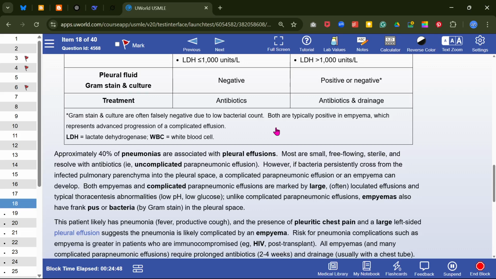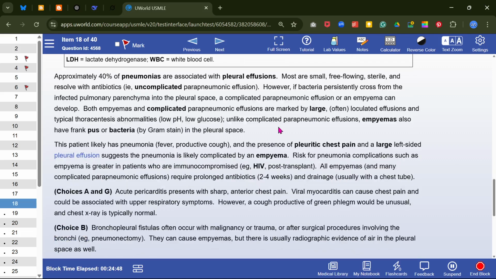This patient likely has pneumonia. Fever, productive cough, the presence of pleuritic chest pain, and a large left-sided pleural effusion suggest pneumonia complicated by empyema. The risk of pneumonia complications such as empyema is greater in immunocompromised patients, HIV, post-transplant. All empyema and many complicated parapneumonic effusions require prolonged antibiotics, 2 to 4 weeks, and drainage, usually with a chest tube.